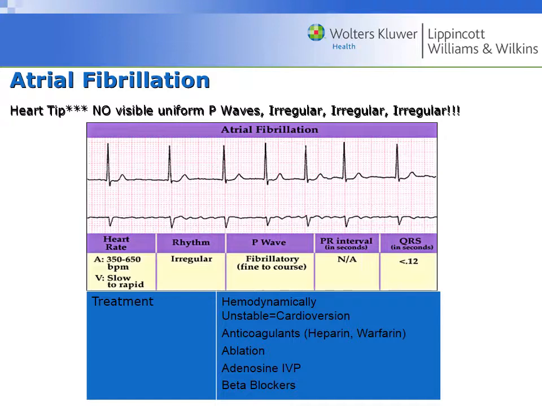Treatment for hemodynamically unstable atrial fibrillation is cardioversion. And cardioversion is done with a cardiac monitor in the synchronized version. Other treatment for atrial fibrillation is anticoagulants such as heparin or Coumadin.